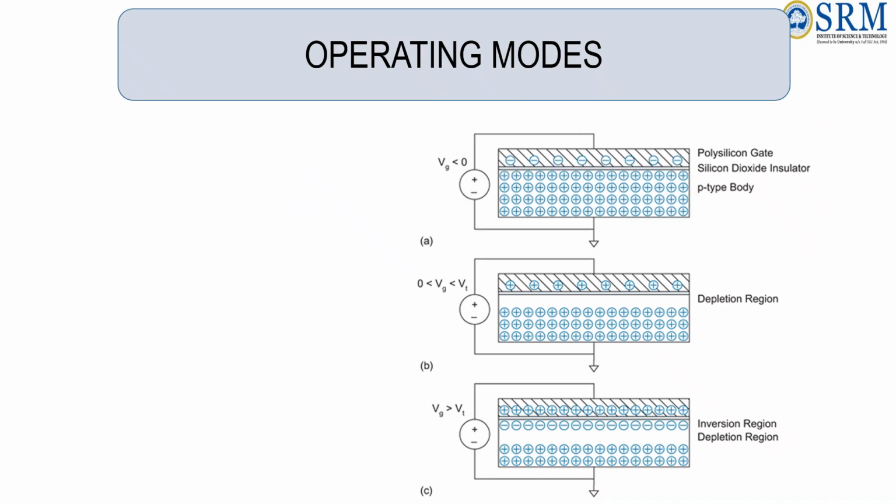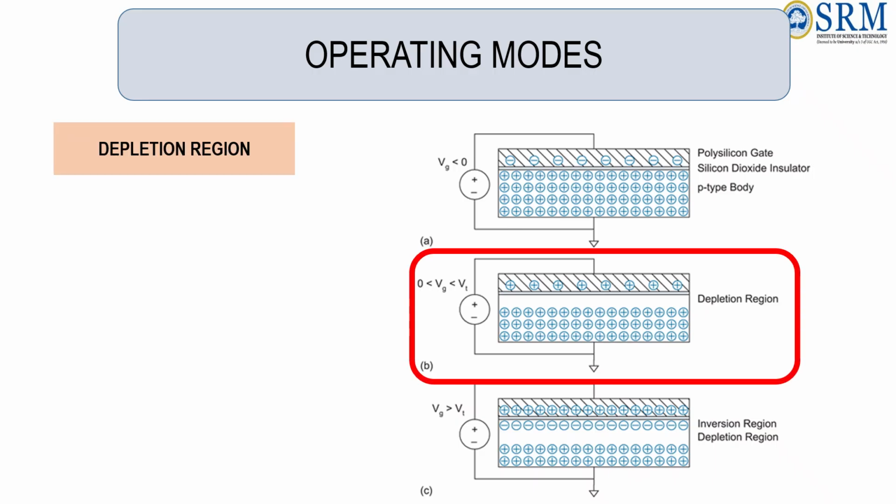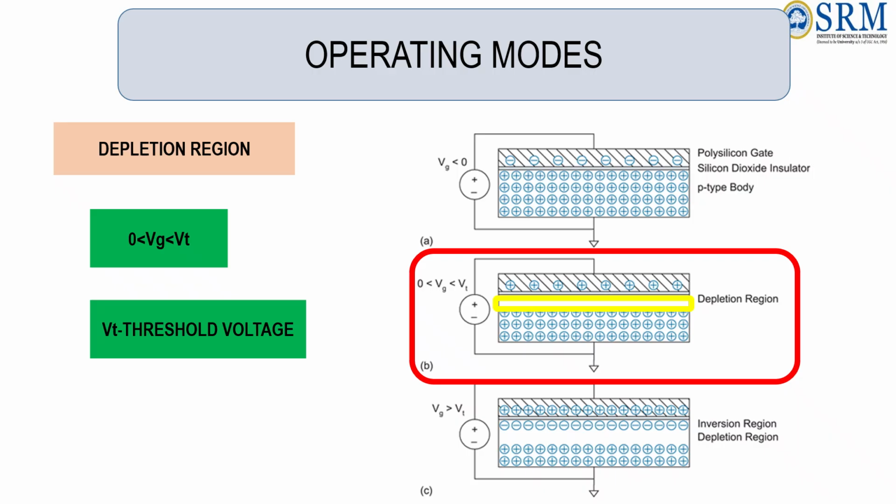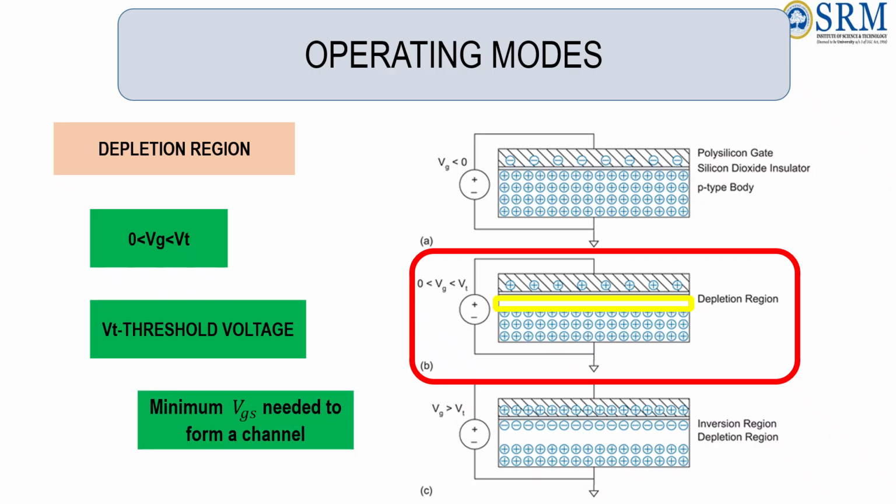The next mode of operation is the formation of the depletion region. The depletion region occurs when the surface is depleted of all mobile carriers. This occurs when Vg is less than Vt and greater than 0. So what is this Vt? Vt is the threshold voltage. It is defined as the minimum gate to source voltage needed to form a conducting path between the source and the drain terminals. The conducting path is nothing but the channel. So threshold voltage is also the minimum VGS needed to form a channel.